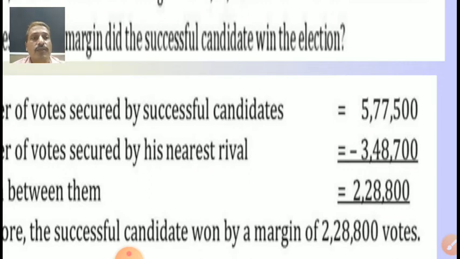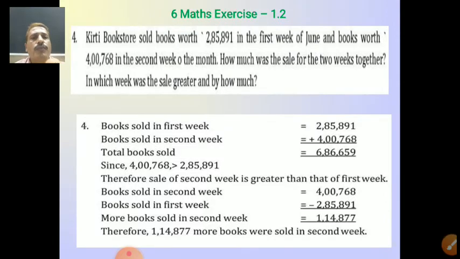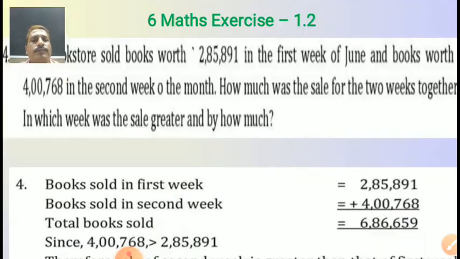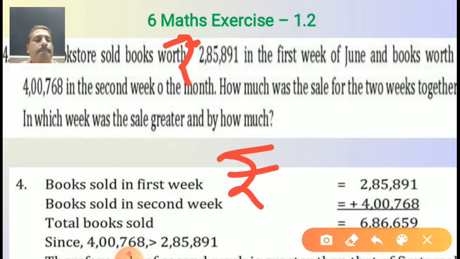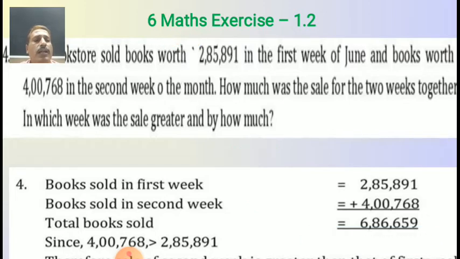Let's start the fourth question. Question 4 is here. It's a very interesting question. Kirti bookstore sold books worth rupees. This is the sign of rupees, student. By mistake, it is not printing. You know that this is the sign of rupees, so before the number there is a rupees sign. Be careful.